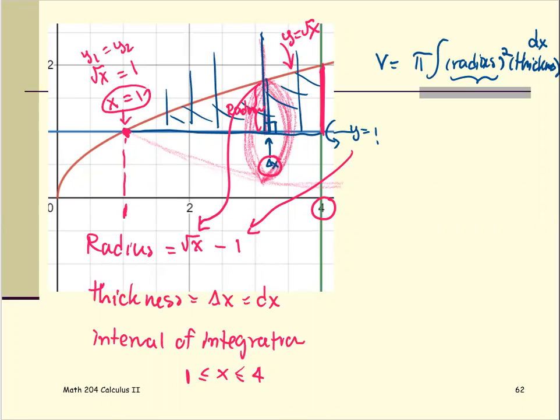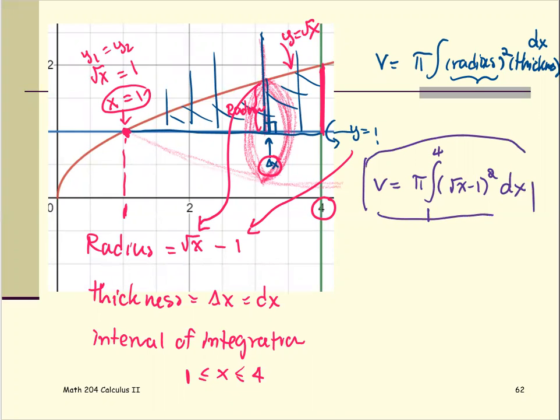After we get all pieces of the information, bring it back to the volume setup. So pi multiplied by the integral from 1 to 4. The radius is square root x minus 1, quantity squared. The thickness is dx. We got the setup done. And the next part, we just work on the detail to get the antiderivative of this problem. All right. The thing is, you have the power of 2, so you cannot jump right in to find the antiderivative. What would you do? Expand the integrand or expand the power of 2.